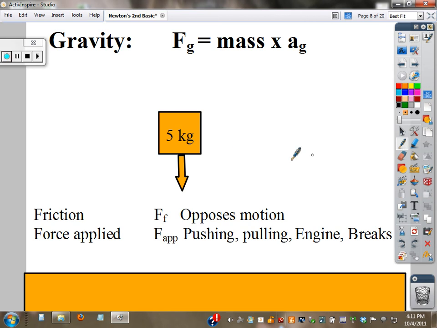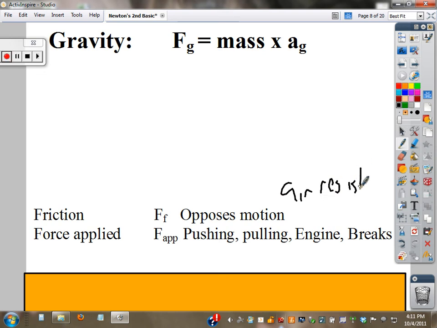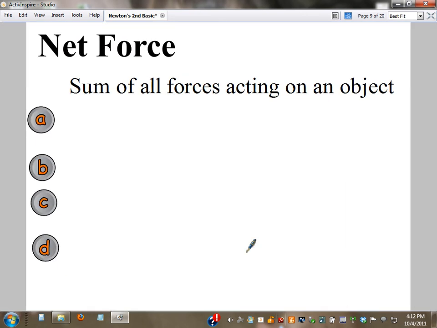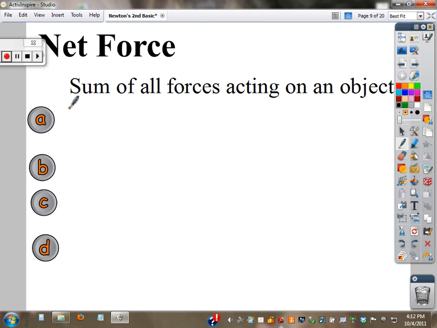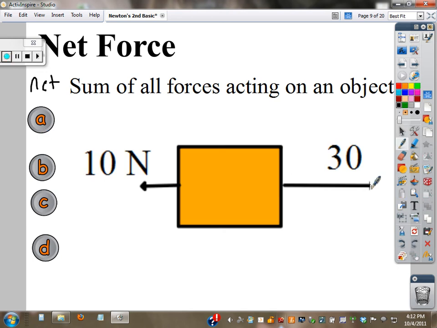Other forces we need to know about. Let's move these out of the way. We'll cover these tomorrow in more detail. Friction opposes motion. Force applied would be like pushing, pulling, engine, or brakes. This could also be air resistance, which is a type of friction. And finally, we're looking at net force. This is really the net sum, and I want you to draw only the first one and solve for the net force. So draw this one.